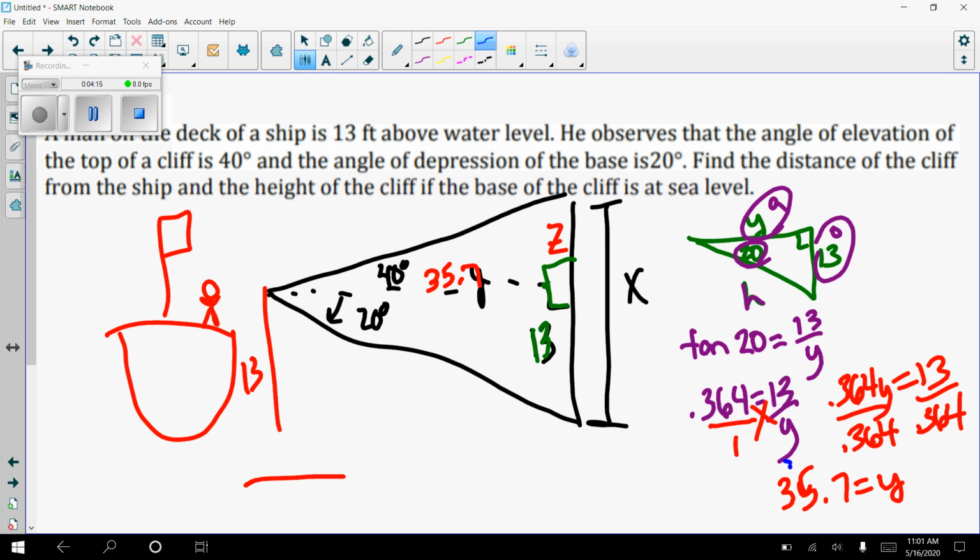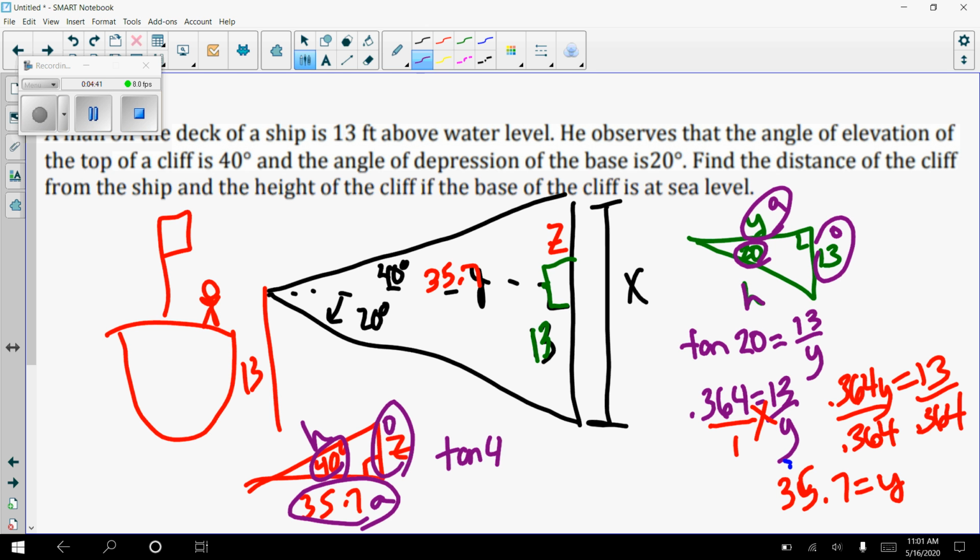So if I look at that triangle, this is 35.7, I know that now. This is z. And this is 40. Again, I label. There's my right angle, so this would be the hypotenuse. There's my reference angle, this would be opposite, this would be adjacent. So I want tangent again. I say the tangent of 40 equals z, which is opposite, over 35.7. Tangent of 40 in my calculator, I get 0.839.